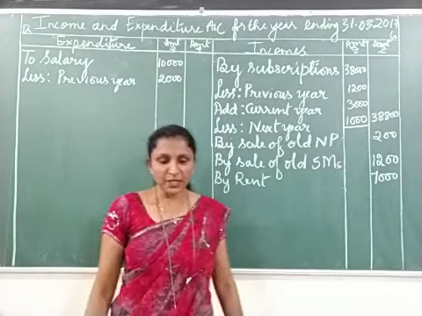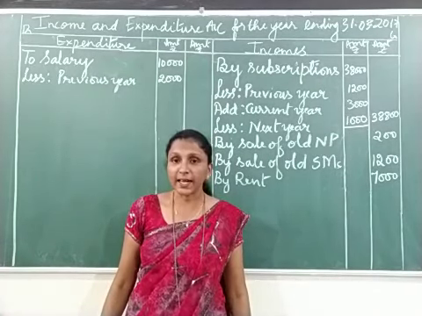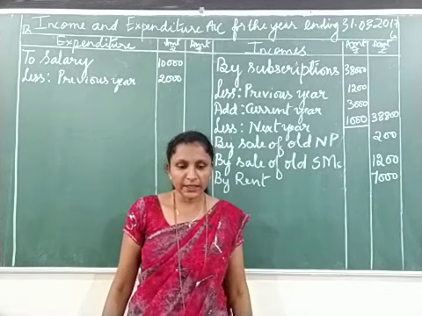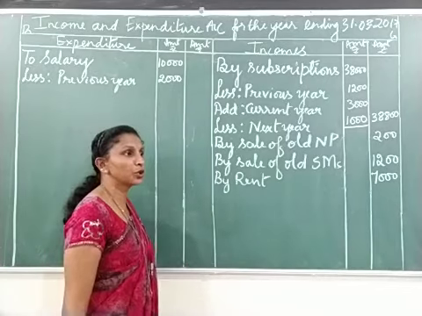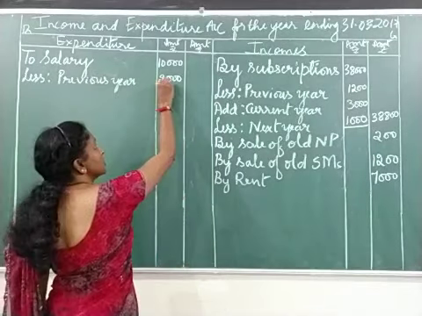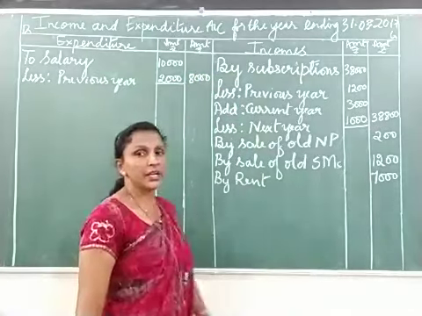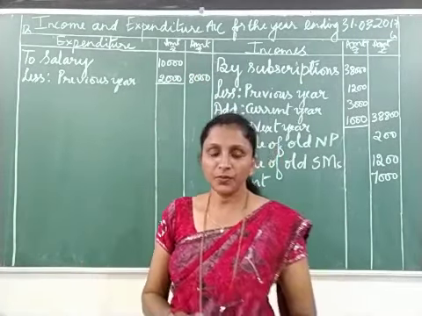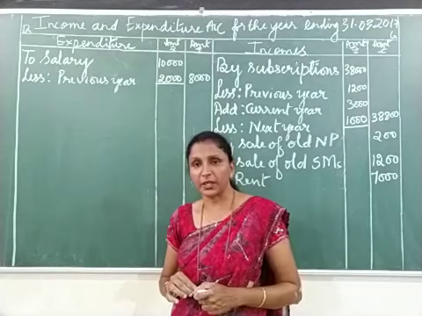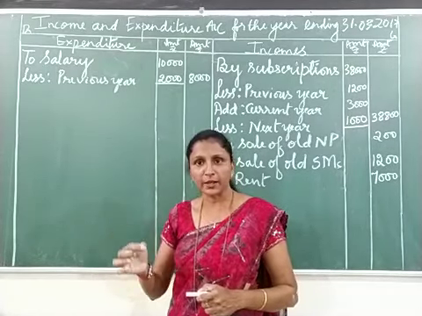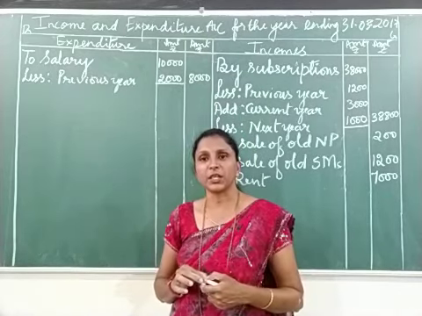Check the adjustments. Are there any related adjustments for outstanding salary related to salary? I think there are no adjustments related to salary. So let's take the amount to the outer column: 10,000 minus 2,000, to the outer column 8,000. Next item, by purchase of sports materials. Have you put the tick mark to salary? Okay, that's over. Next, by purchase of sports materials.